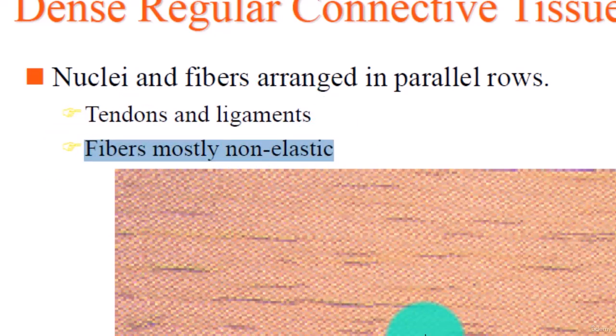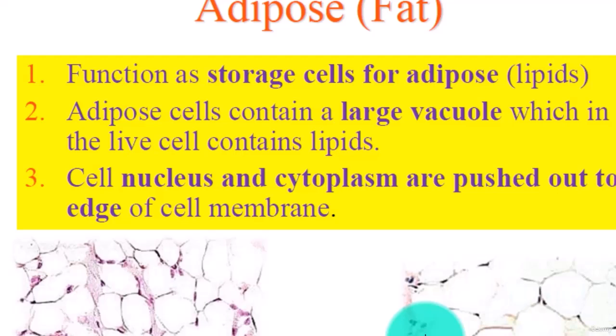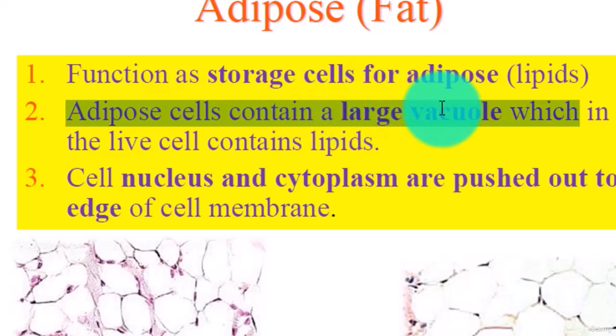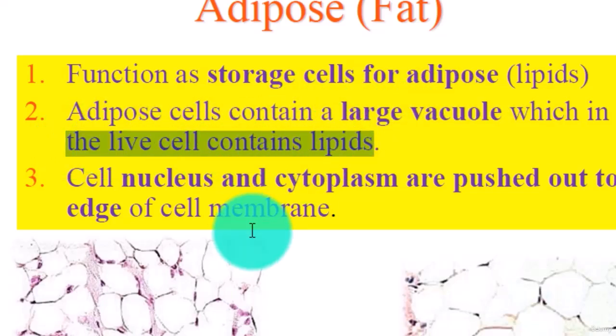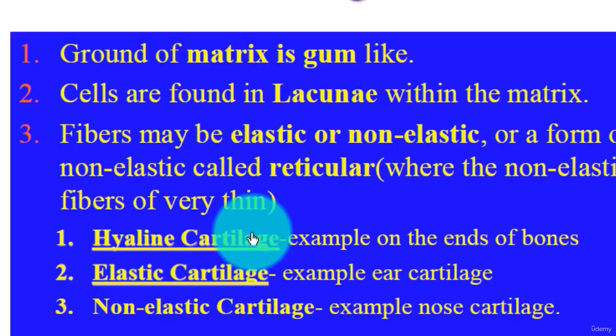The fibers are mostly non-elastic. Adipose is fat; its function is storage, with cells for lipids. Adipose cells contain a large vacuole, as liver cells contain lipids. The cell nucleus and cytoplasm are pushed out to the edge of the cell membrane. In cartilage, the ground substance is gum-like, and cells are found in lacunae within the matrix. Fibers may be elastic or non-elastic, or a form of non-elastic called reticular.